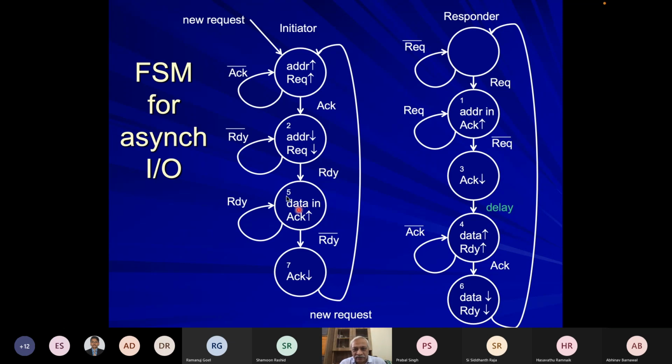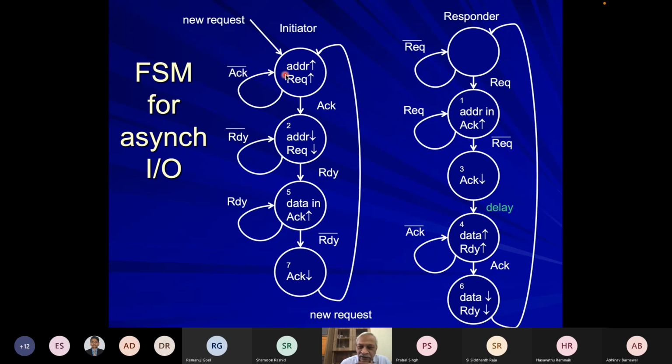Now these are the state transition diagrams of how the sequence is controlled from the initiator side and the responder side. Normally the initiator is in this state. When the initiator is in a position to make a new request, it starts with this state. So this is the starting state. And it has to ensure that you proceed further if acknowledgement from the previous transaction has gone down to 0.